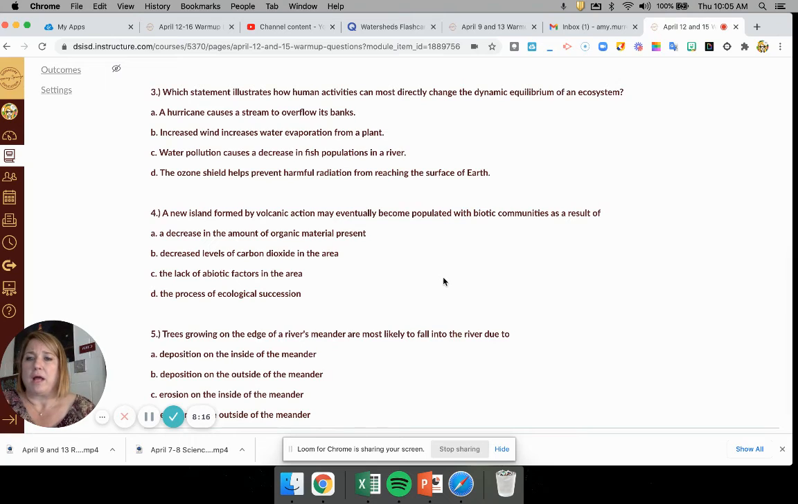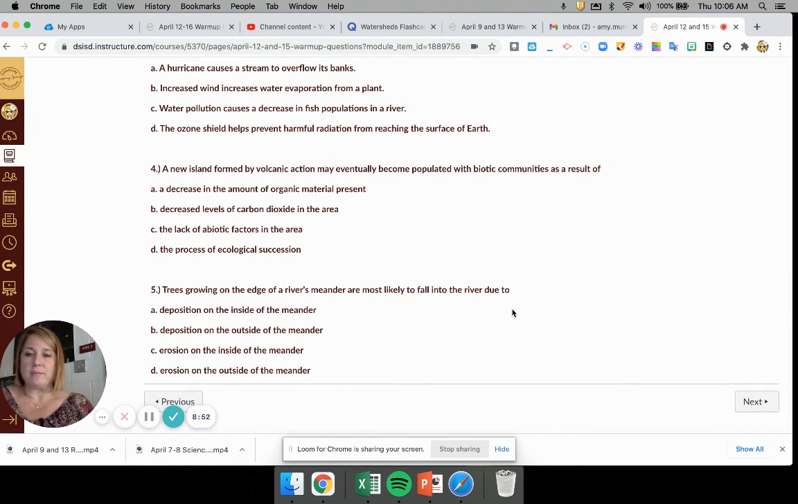Number 4, a new island is formed by a volcanic action, may eventually become populated with biotic communities as the result of, and that would be the process of ecological succession. So that would be primary succession. So soil would have to form, and then you would have your lichens, and then you would have your grasses and weeds, and then you'd have small shrubs and small animals. And that whole process of developing and populating an ecosystem would take place. So the answer is 4D, the process of ecological succession.